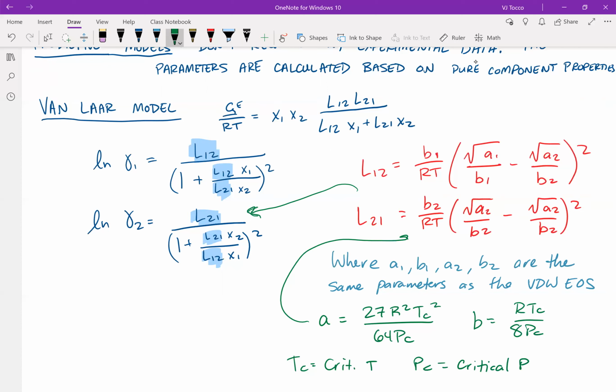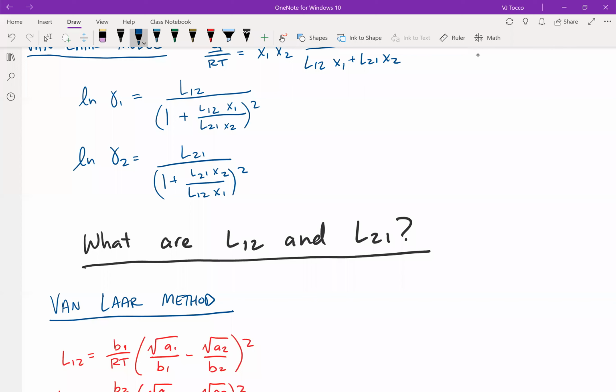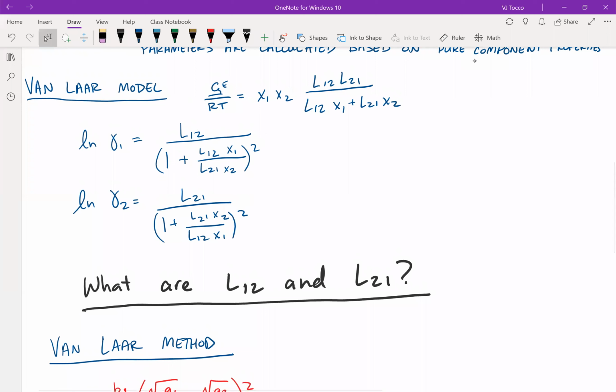So some years after that, a couple of other researchers improved upon this. Let me see, I want to organize this a little bit better. One moment, I'm going to organize. All right, so here's how I'm going to say it. This is the Van Laar model for the activity coefficients.